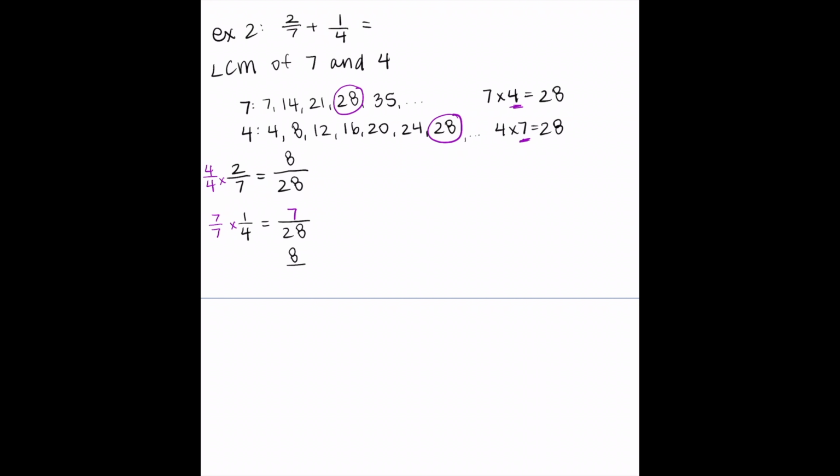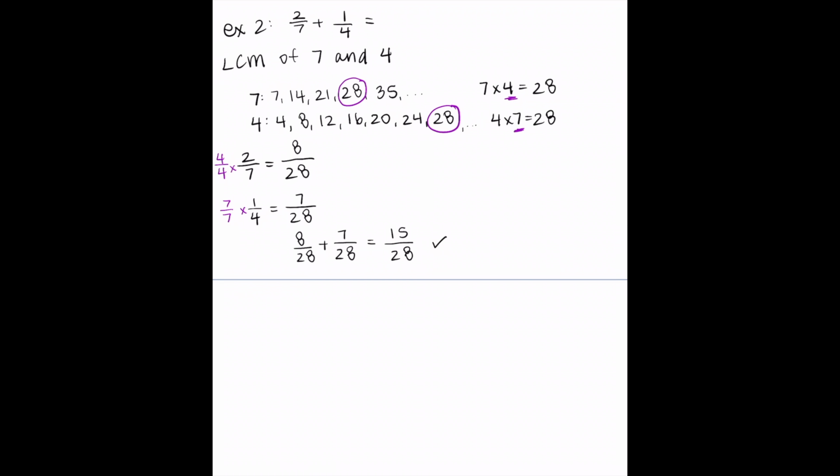Now that we've converted our initial fractions into fractions with common denominators, we can go ahead and add, just like we did in our last video. We'll go through and we'll add our 8/28 to our 7/28. And to do this, we add our numerators together and carry our denominator through. 8 plus 7 will give us 15, and the 28 carries through, so we get 8/28 plus 7/28 equals 15/28. Now that we've done 2 adding examples, let's go through and do a subtracting example.